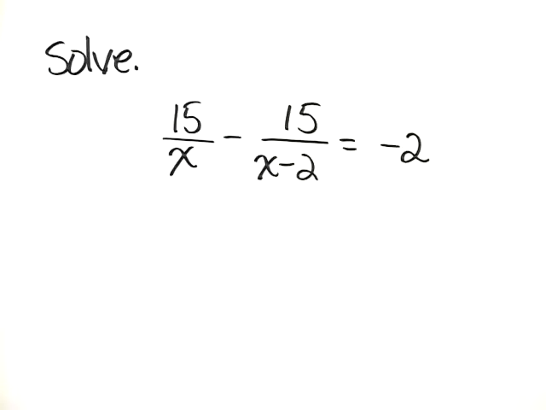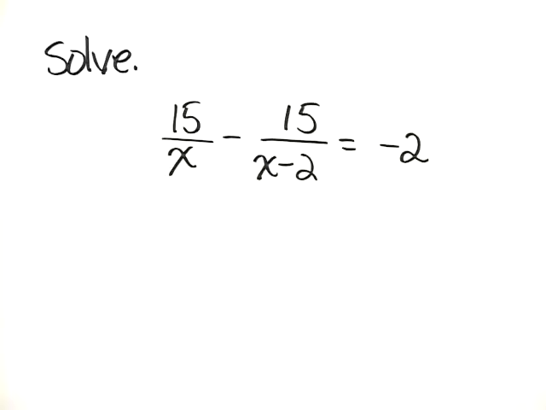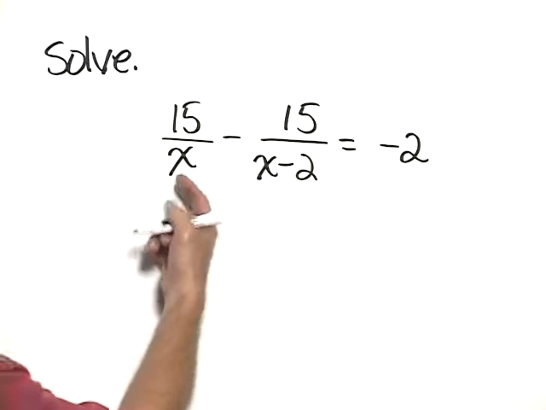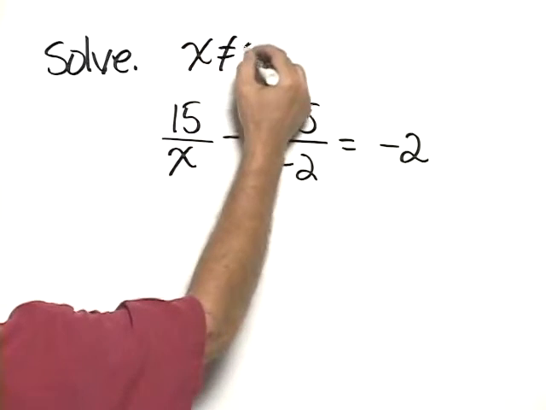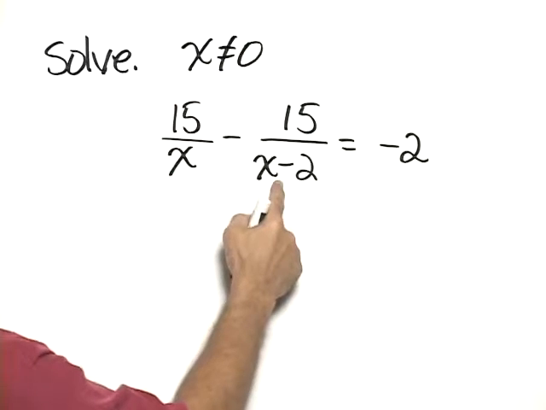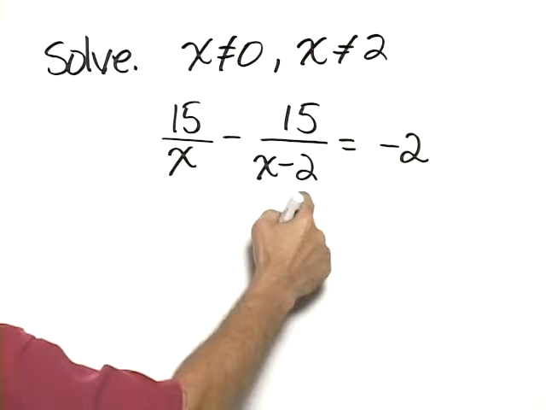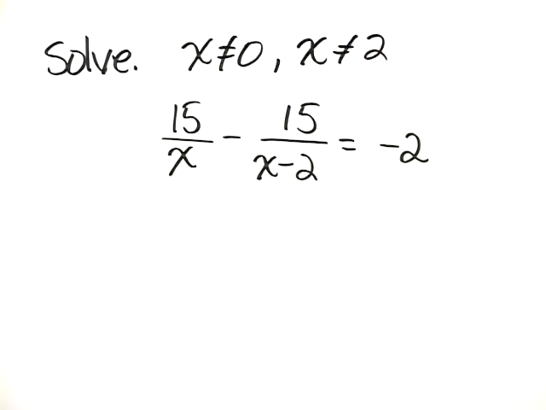Solve 15 over x minus 15 over x minus 2 is equal to negative 2. This is a rational equation. The first thing to identify are the values of x that make the denominators 0. In this case, x cannot equal 0 because it would make this denominator 0. And here, x cannot equal 2. 2 minus 2 would be 0 in that denominator.